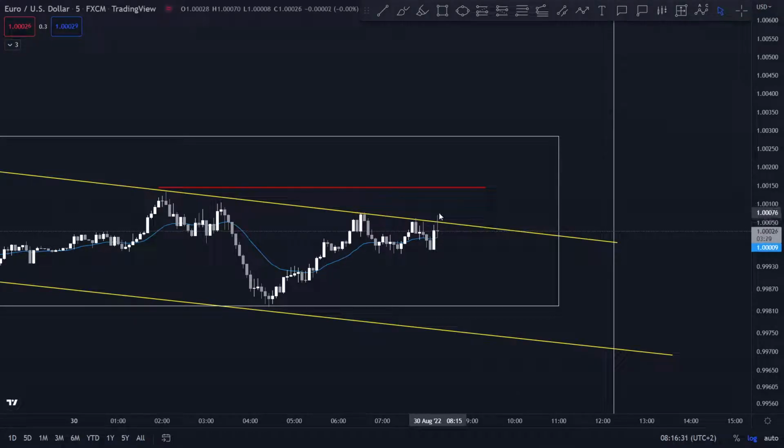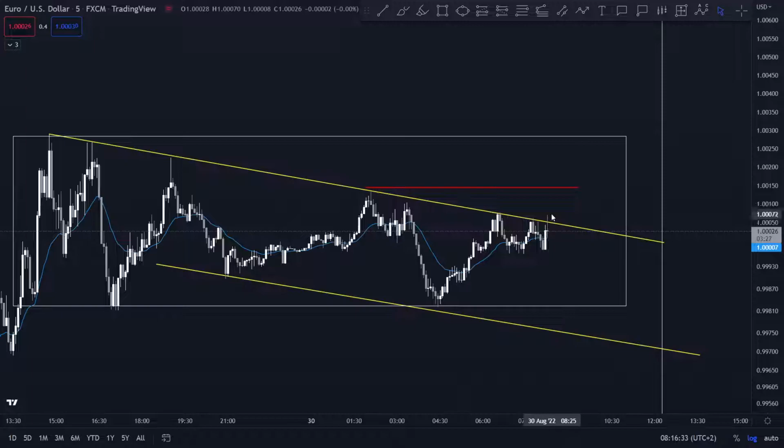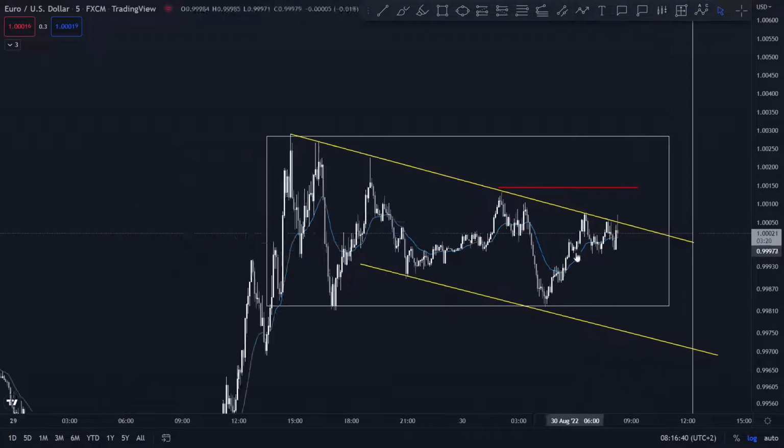This is again another attempt to break above this trend line and failed. Oh boy, I'm so confused on whether I should be long or short.